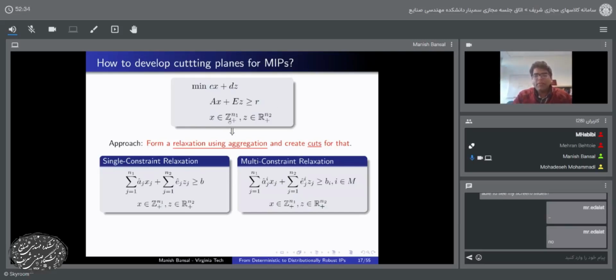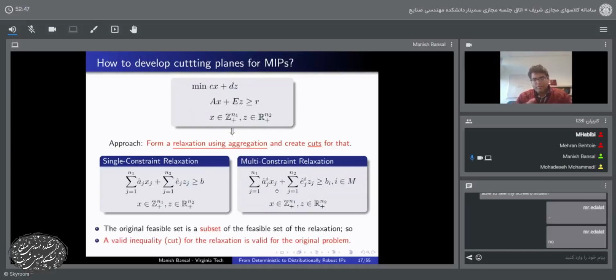Now notice that any solution that will satisfy these constraints will also satisfy the single constraint or the multi-constraint relaxation. And essentially that's why the original feasible set is a subset of the feasible set of the relaxation. So the original feasible region is within the feasible set of the relaxed problem. So therefore, a valid inequality or a cut for the relaxation is also valid for the original problem. By valid, like I mentioned before, it is not cutting off any feasible solution.